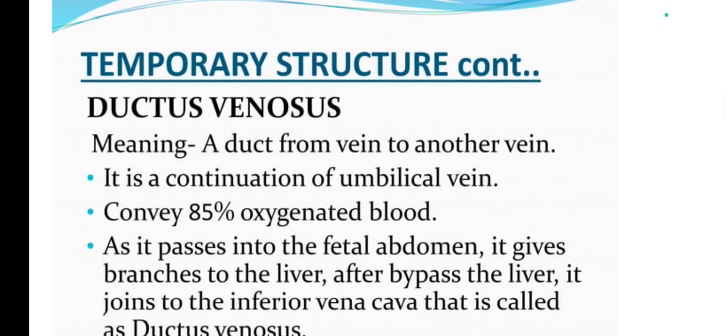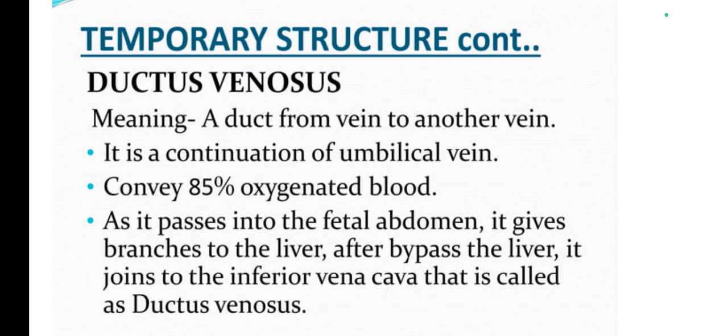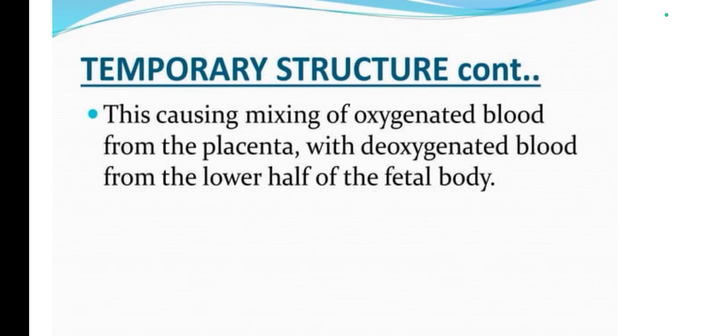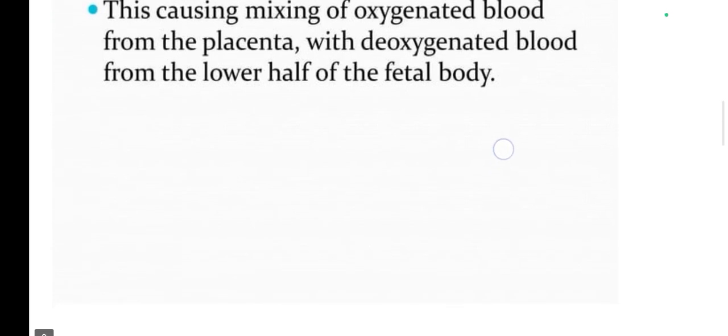Ductus venosus, meaning a duct from one vein to another vein. It is a continuation of the umbilical vein and conveys 85% oxygenated blood as it passes into the fetal abdomen, and it gives branches to the liver. After bypassing the liver, it joins the inferior vena cava. This causes mixing of oxygenated blood from the placenta with the deoxygenated blood from the lower half of the fetal body.